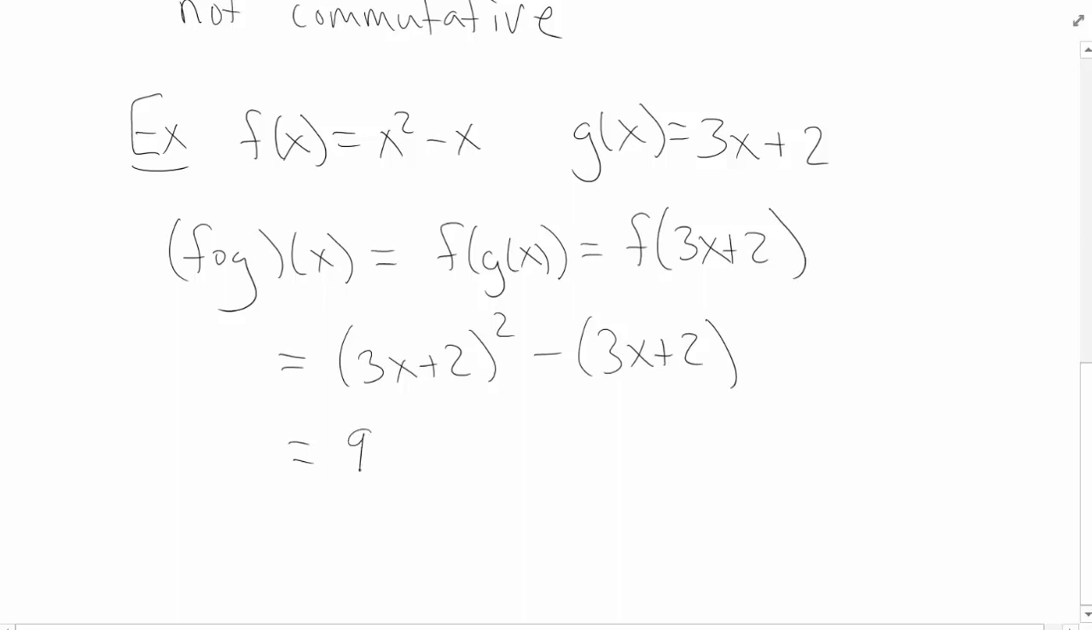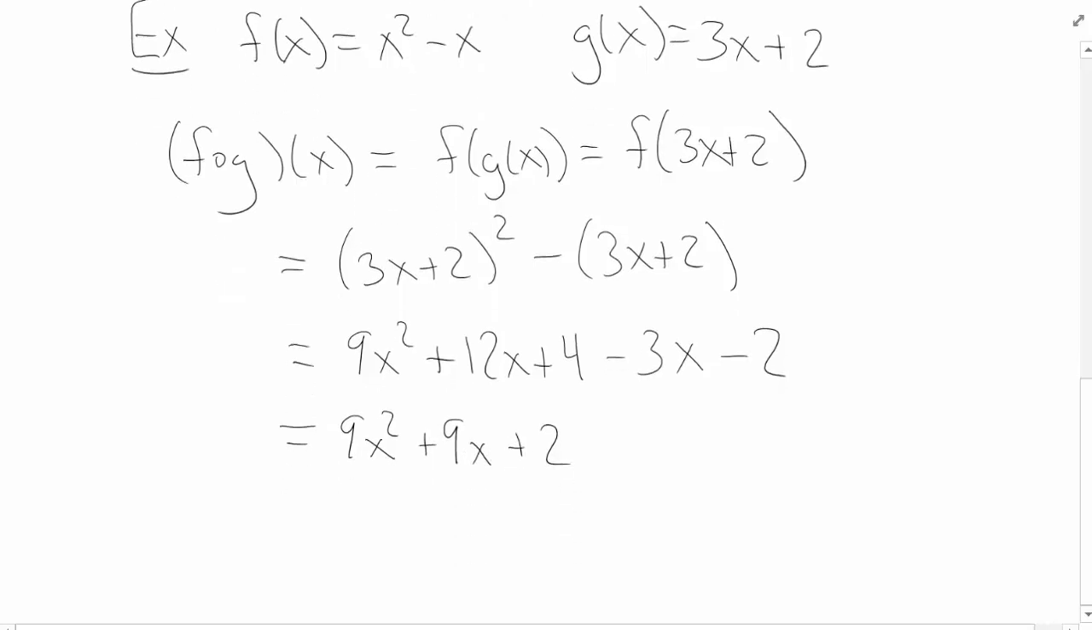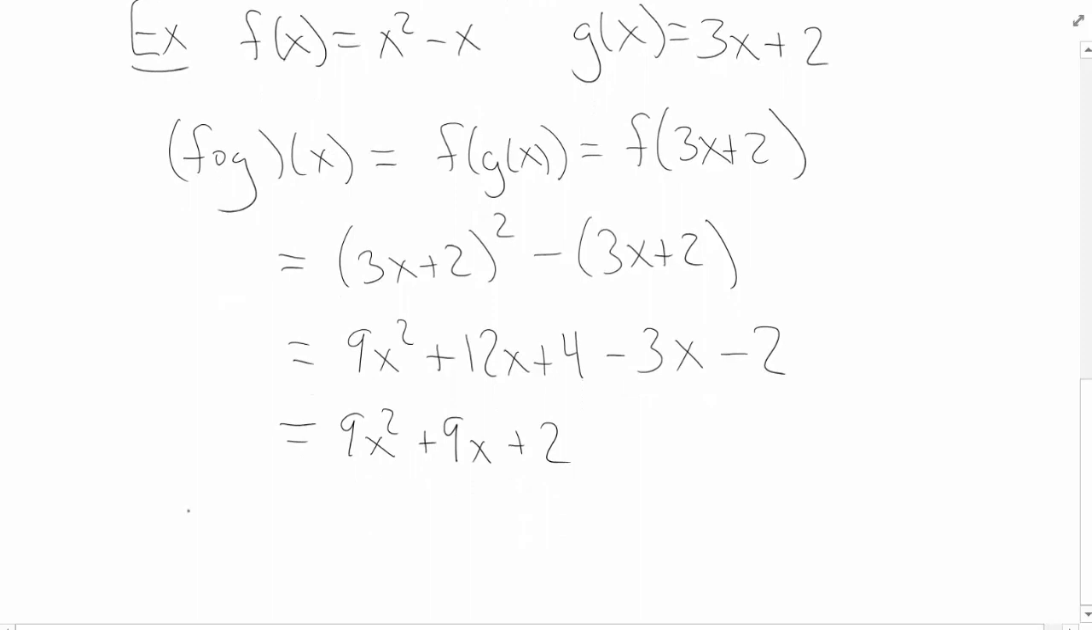Expanding that to simplify, I get a 9x squared. I'll get a plus 6x and another plus 6x. That'll be 12x. Plus 4, send the minus through, minus 3x minus 2, which simplifies to 9x squared. And then I have plus 12x minus 3x. That's a plus 9x. And a plus 4 minus 2. That's a plus 2.